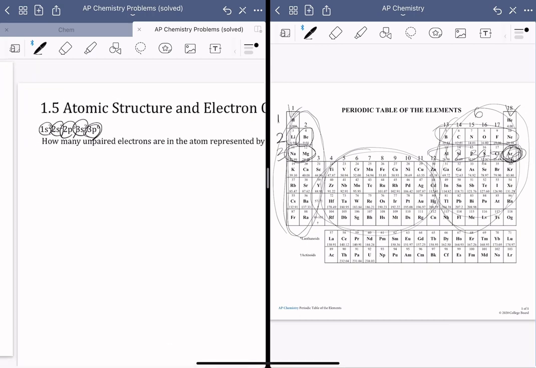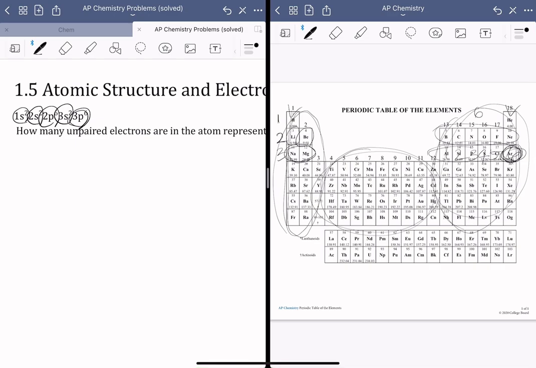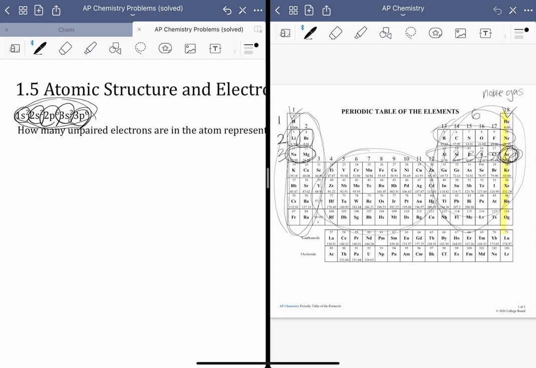So it's going to be representing argon, and if you look at the periodic table, this whole group is called noble gas. So all of the noble gases have 8 valence electrons, and having 8 valence electrons means that it satisfies the octet rule.